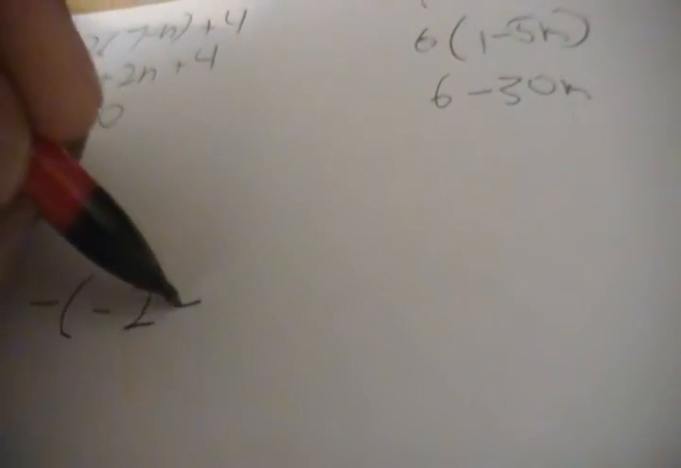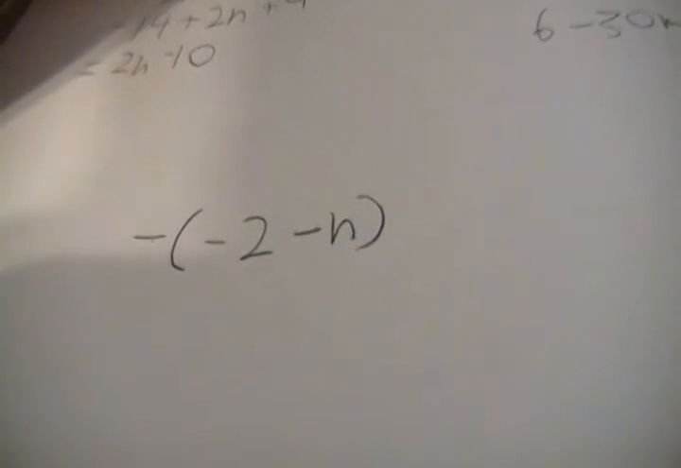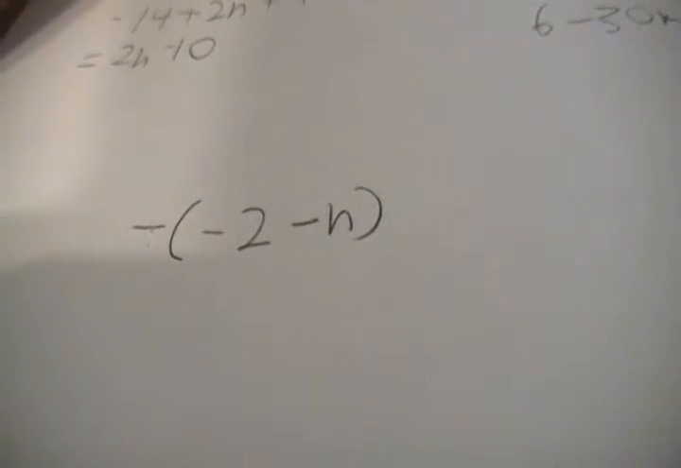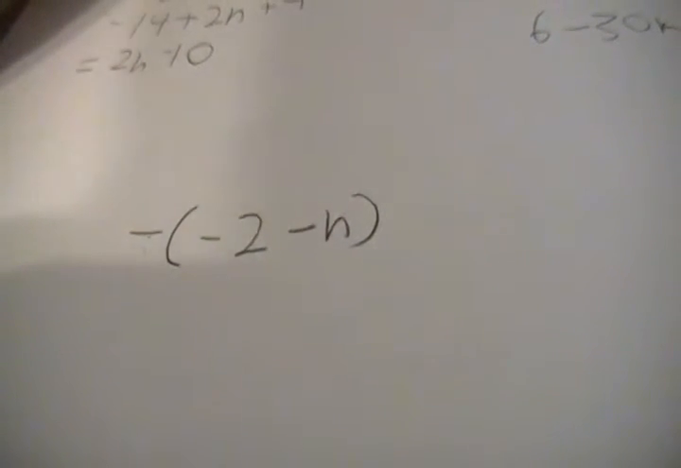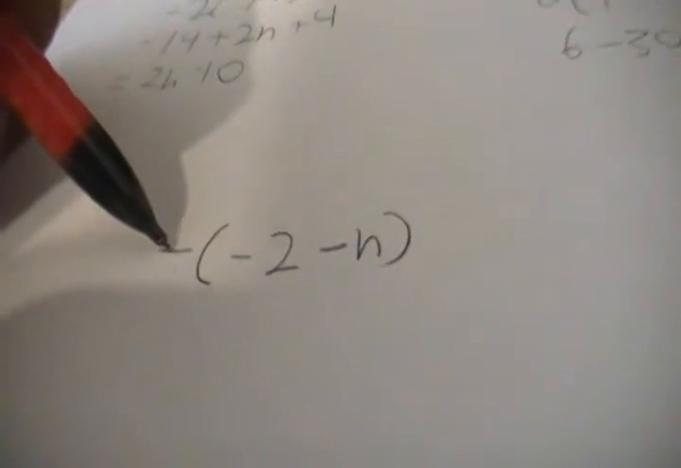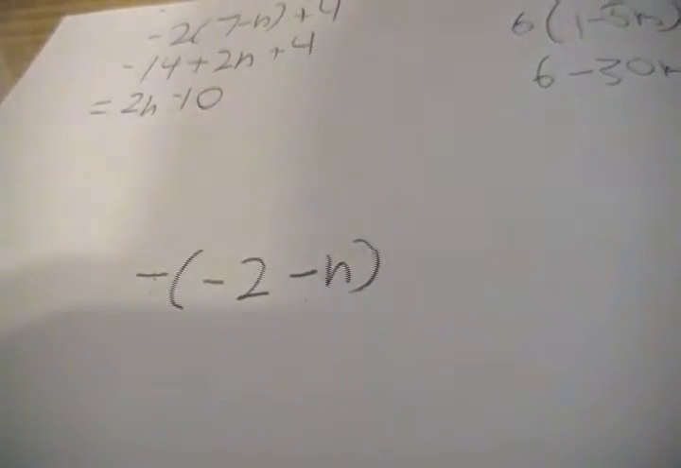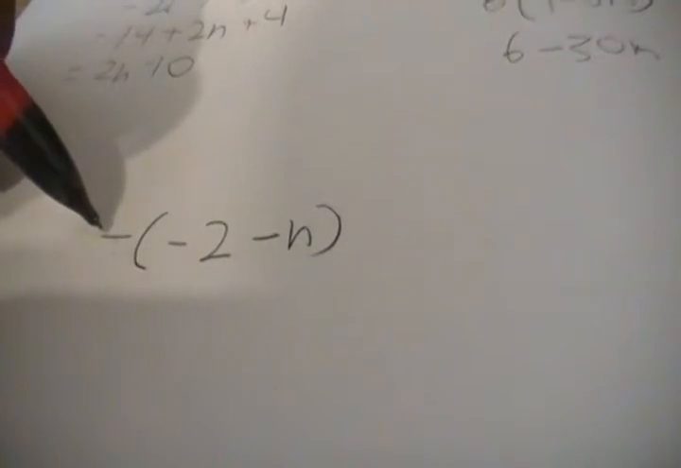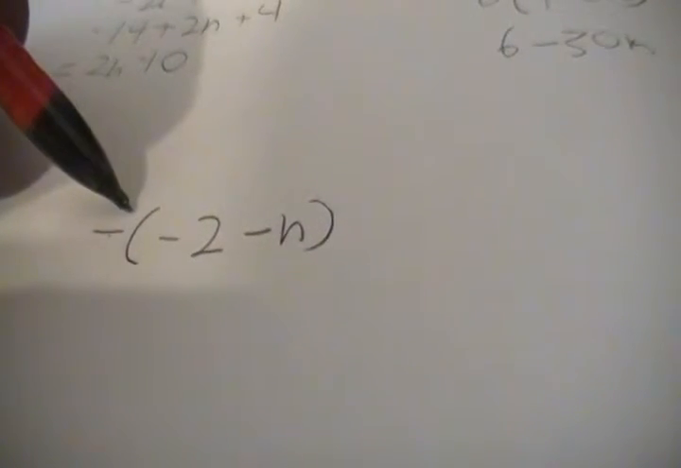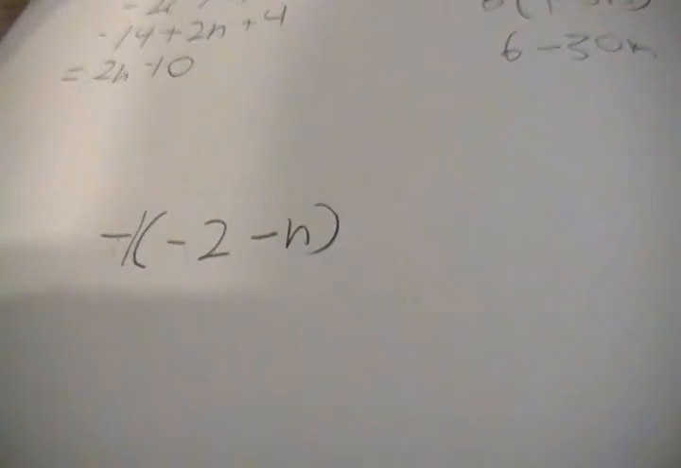Let's try negative times (negative 2 minus n). Alright, try this on your own. Pause the video. Okay, so now this looks kind of peculiar, right? Because you just have a sign. But if this looks kind of odd to you, whenever you just have a negative sign here, you can also think that this has a negative 1, okay?